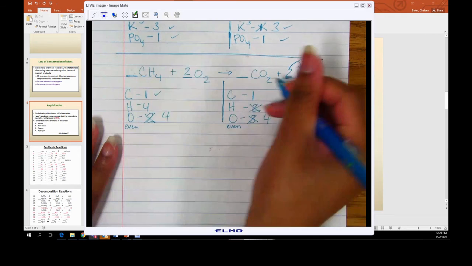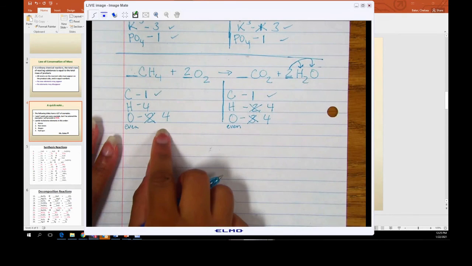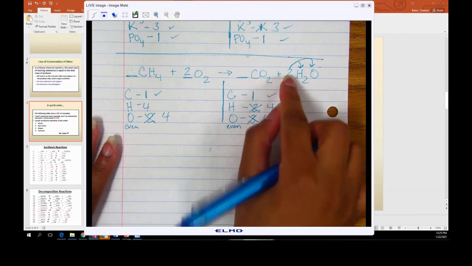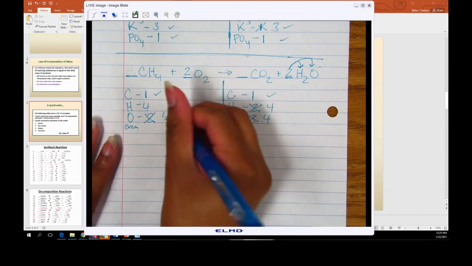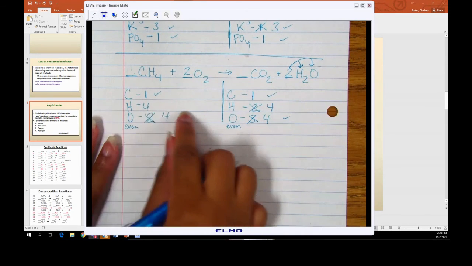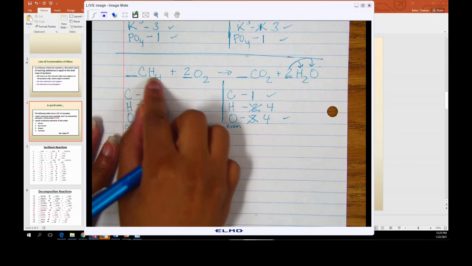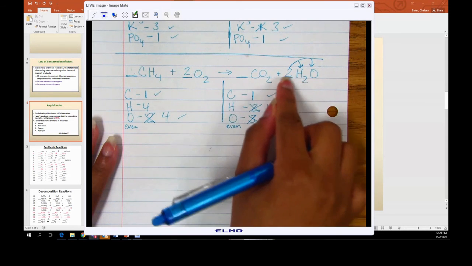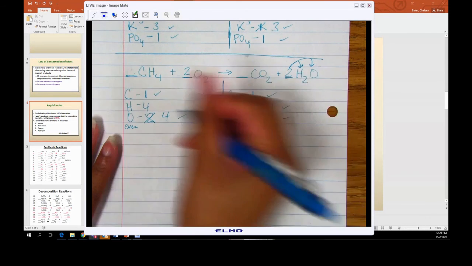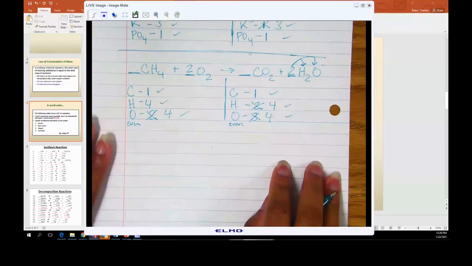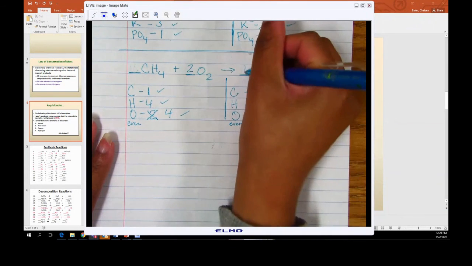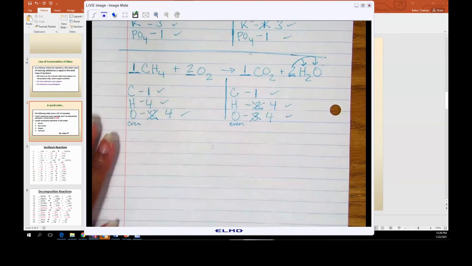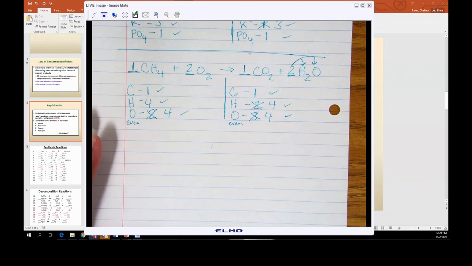I've still got 1 carbon on either side. My oxygens, I've got 4 here, and I've got 1, 2, 3, 4 here. And then my hydrogens, right? I've got 4 in this CH4. This is called methane. And I've got 4, right? 2 times 2 in my water. This is a balanced equation here. Oh, and I'll put in my 1 as placeholder. Cool.